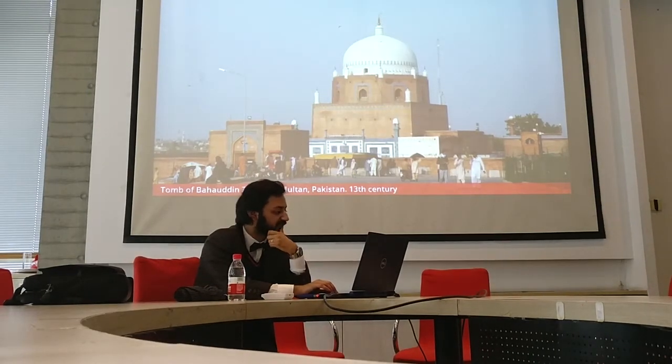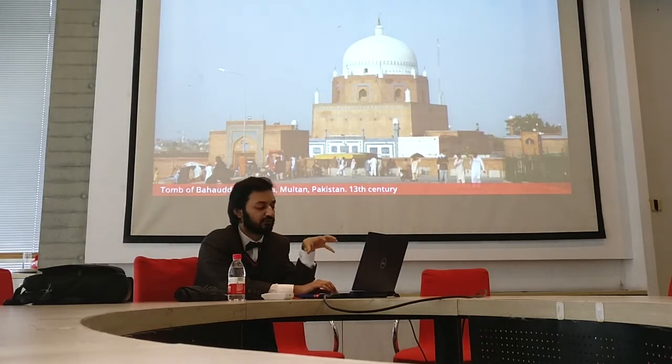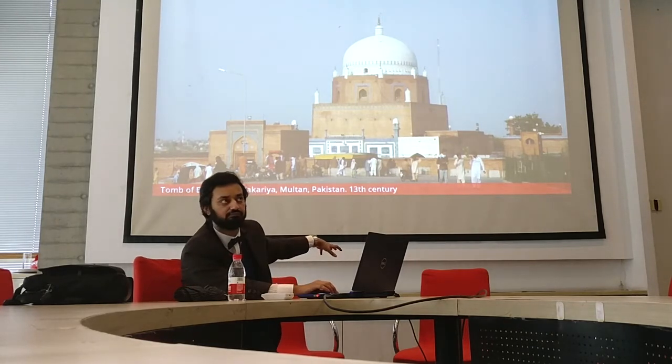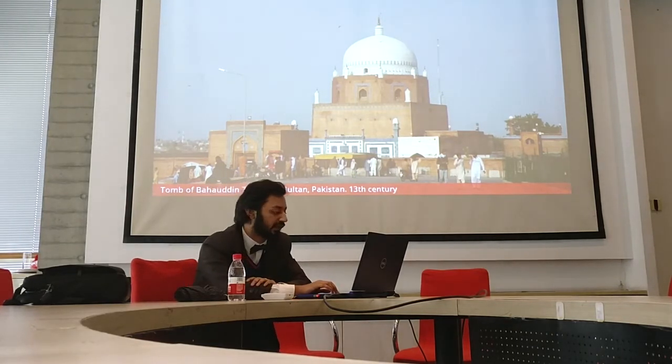This is one of the first major tombs that was built in Multan. This is the tomb of Bahauddin Zakaria. It's 13th century. He was one of the main prominent scholars of his time. And this is pretty much based upon Persian traditions of architecture at the time.